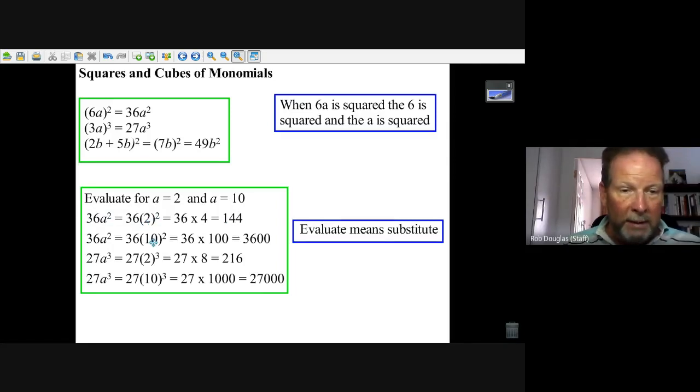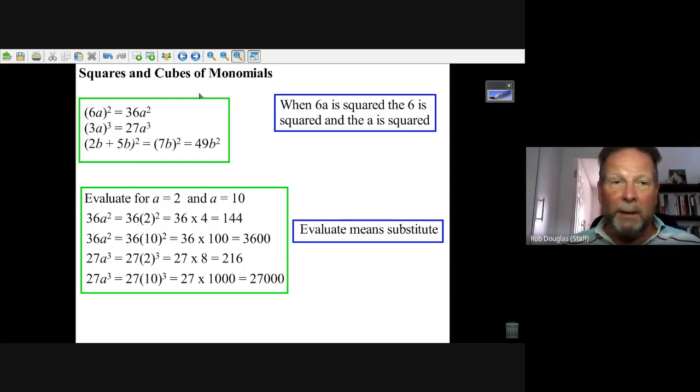If you put 10 in there, 10 times 10 is 100, 36 times 100 is 3600. So if we evaluate 36a squared for a equals 10, it means you substitute 10 in for a and then work it out. Let's look at this one, 27a cubed. Well, for a equals 2, 2 cubed is 2 times 2 is 4, times 2 is 8, 27 times 8 is 216. For 10, 27 times 10 cubed: 10 times 10 times 10 is 1,000. 27 times 1,000 is 27,000.